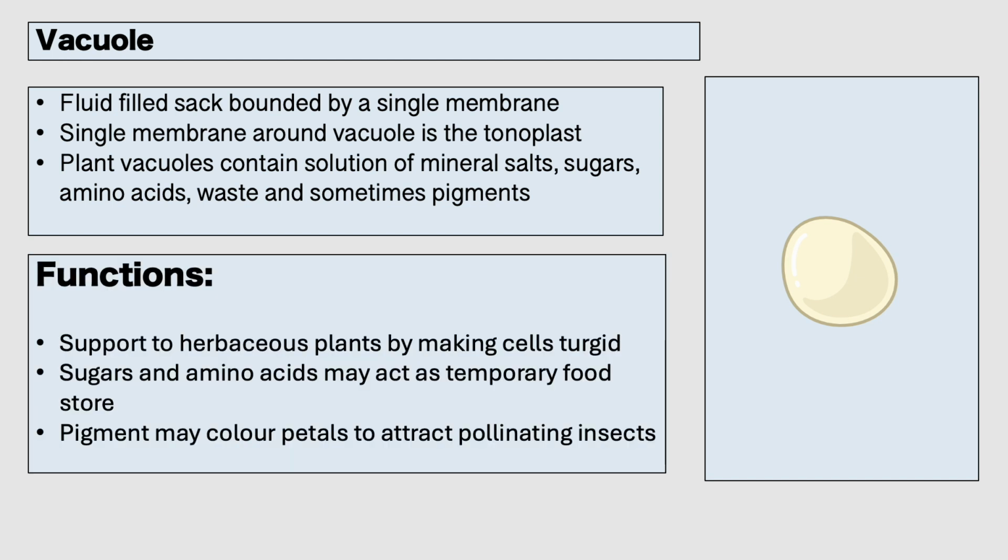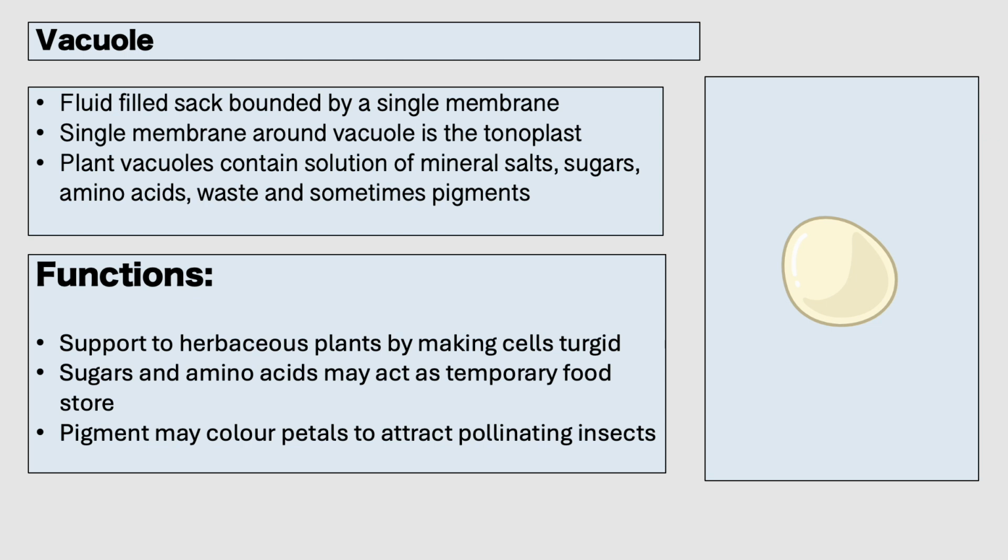Here are the plant vacuole functions. To support the herbaceous plants by making the cells turgid. It contains sugars and amino acids that may act as a temporary food store, and the pigment may colour petals to attract pollinating insects.